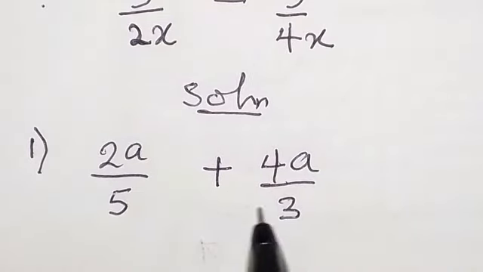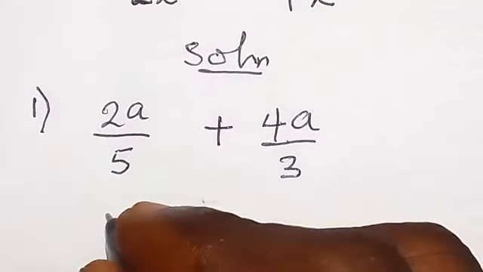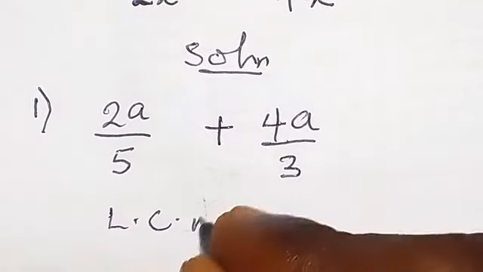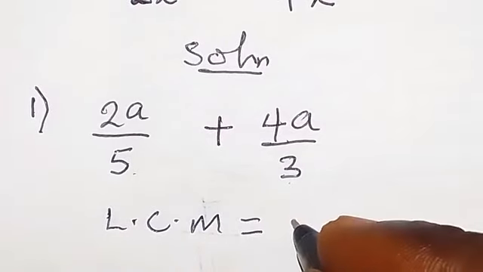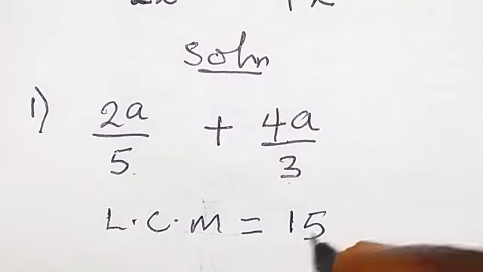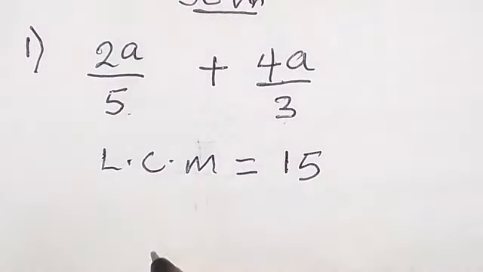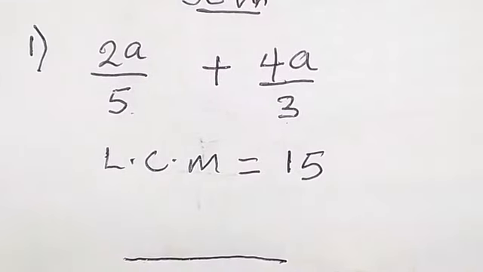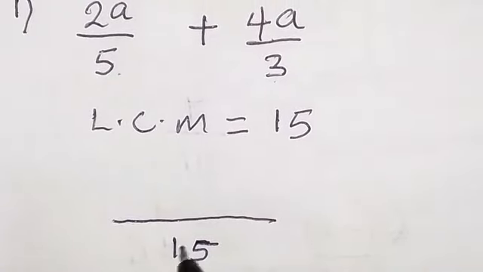So we have two fractions here. Now we make it just a single fraction here. And what we do is that we find the LCM, lowest common multiple. So the LCM of the numbers 5 and 3 here is 15. So when we get the LCM now, we use this method here. That is, LCM is 15.